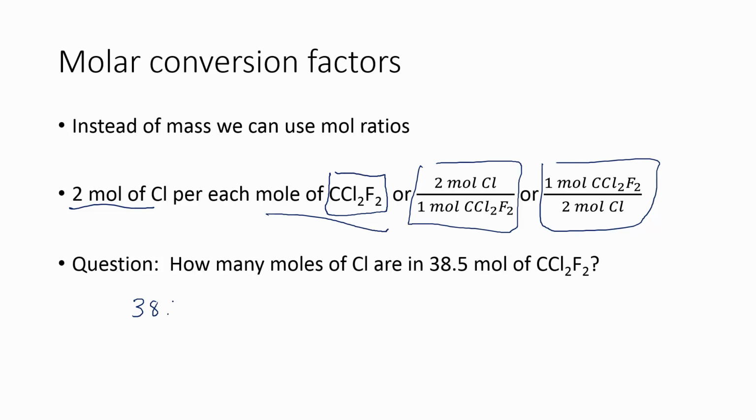So if we have 38.5 moles of CCl2F2, then how many moles of chlorine are there? You can simply say there's 2 moles of chlorine for every 1 mole of CCl2F2. So that gets us 38.5 times 2. I should probably be able to do that in my head, but I can't. 77.0 moles of chlorine. And that 2 comes very specifically just from the 2 subscript.